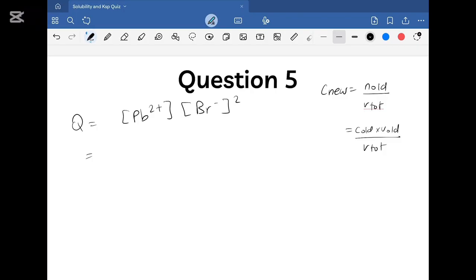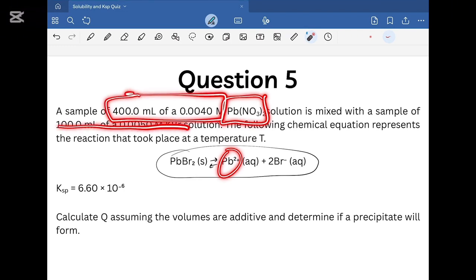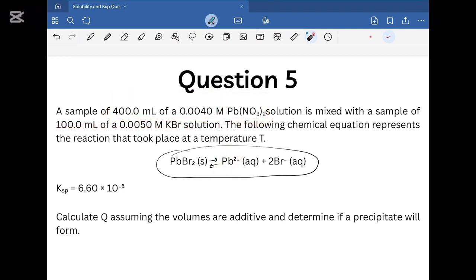Now for Pb2+, the old concentration comes from lead nitrate. So I need to look at these values and not at these values, since we have Pb2+. The volume is going to be changed to liters. It's going to be 0.4 multiplied by the old concentration and divided by the V total.